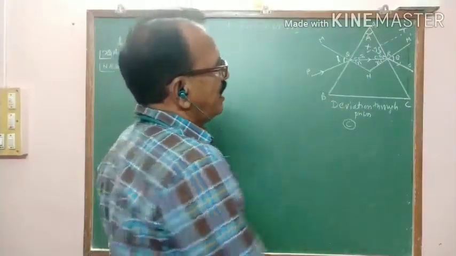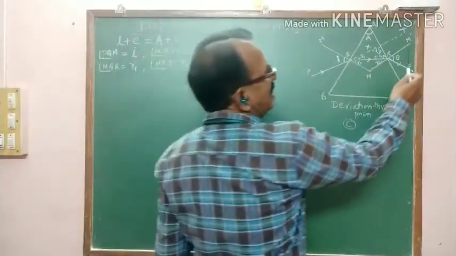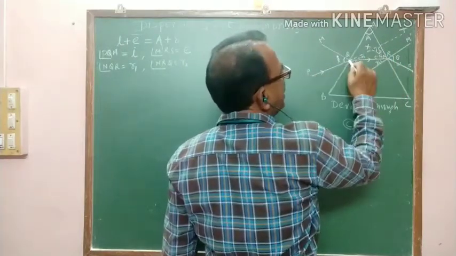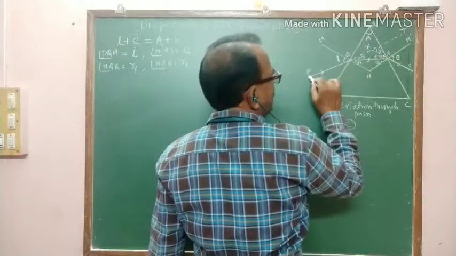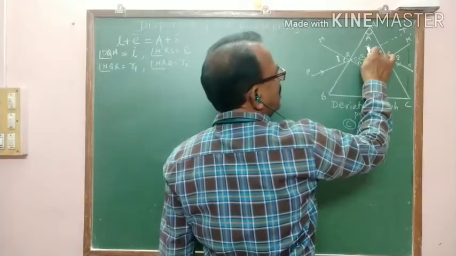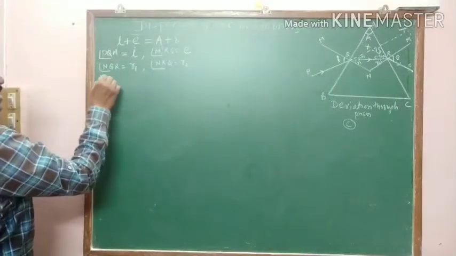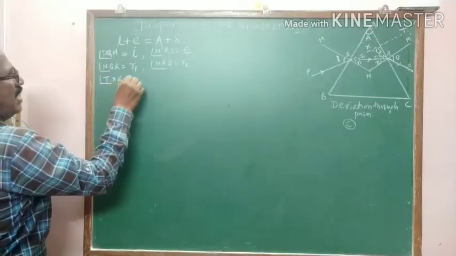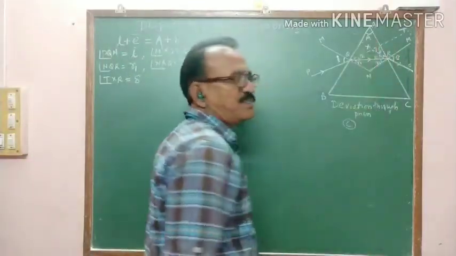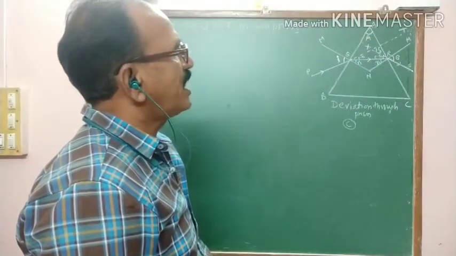Now here, I have extended the ray PQ up to T, and ray SR up to X. So the angle TXR is nothing but delta, the angle of deviation.